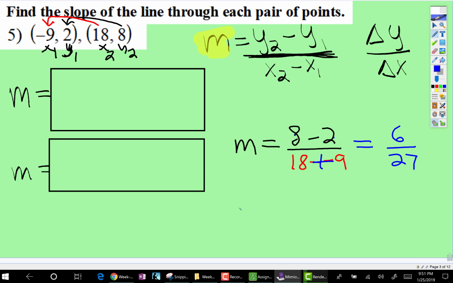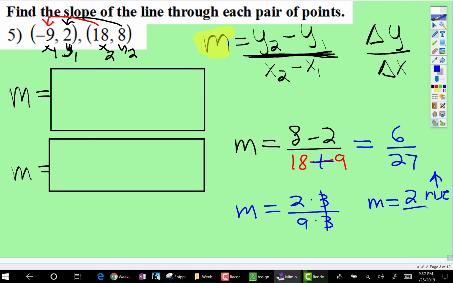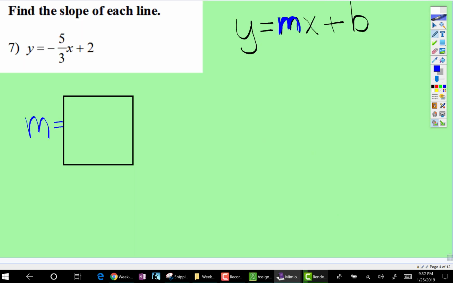But what do we notice about 6 and 27? Well, 6 is the same thing as 2 times 3. 27 is the same thing as 9 times 3. Well, 3 divided by 3, so that slope M is equal to, you're going to go up 2, that's the rise. So you're going up 2 because that's positive 2. You're going to go over 9. And I think that might be it for this. Yep. Well, I'll do one more thing.